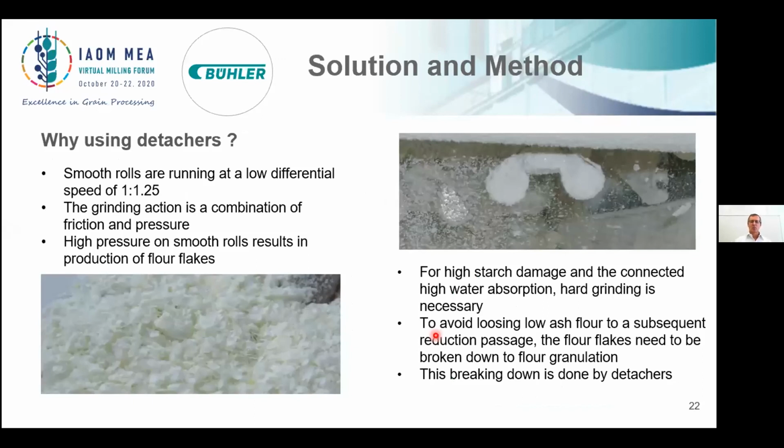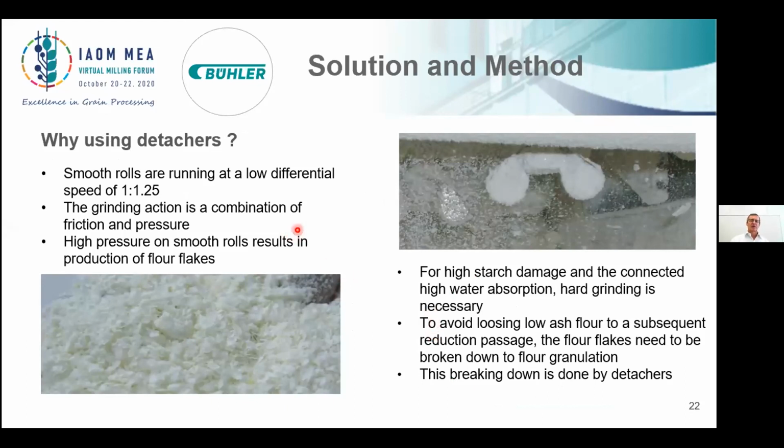Detachers. What millers can say, sorry to say this, it's a stupid machine, but it's an important machine. Without the detachers, you will lose extraction, and of course the flour quality will be different. So why do we need to use detachers?